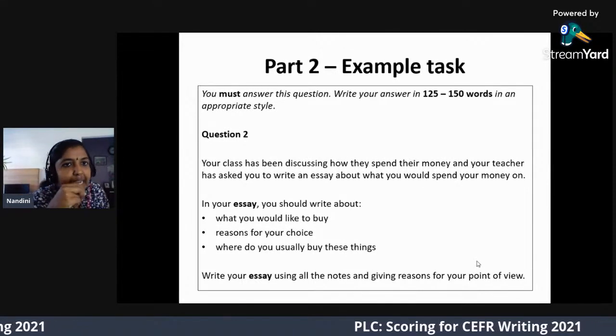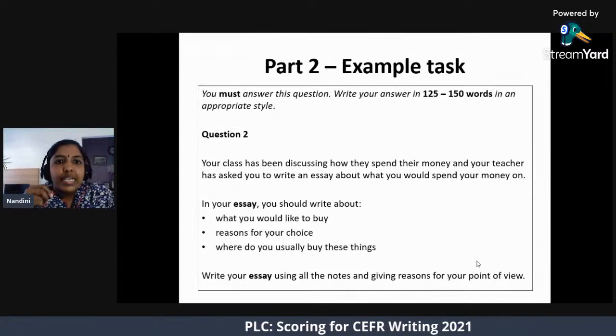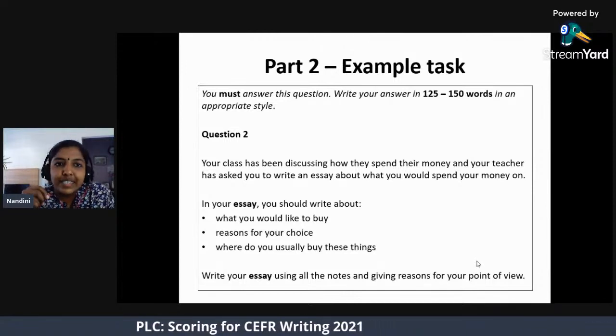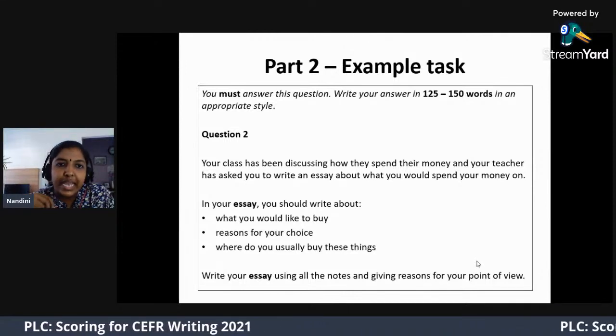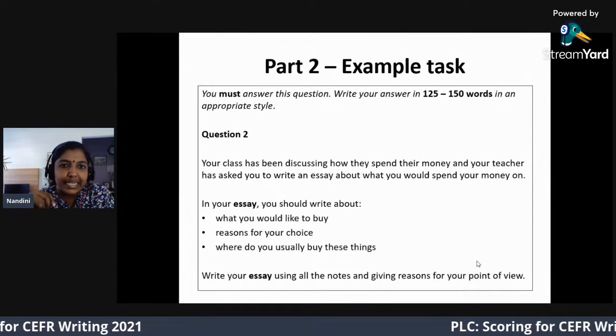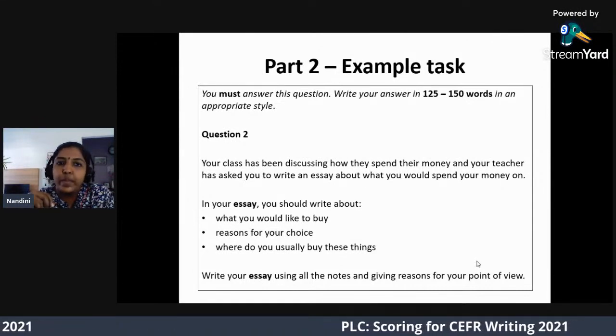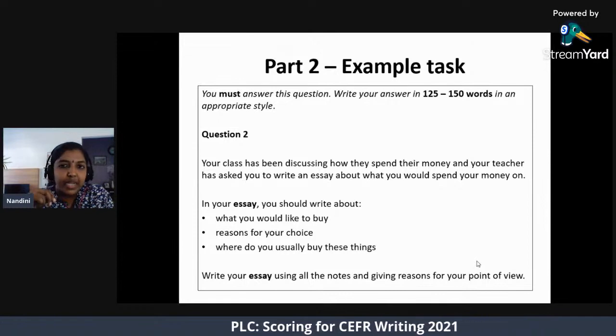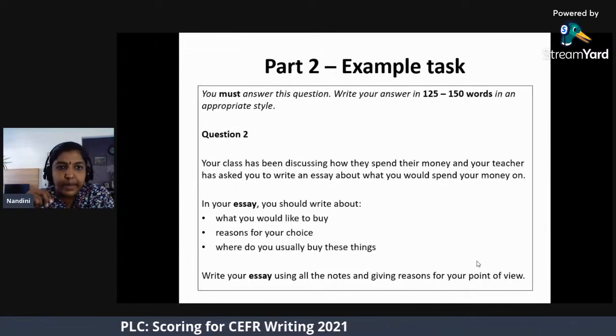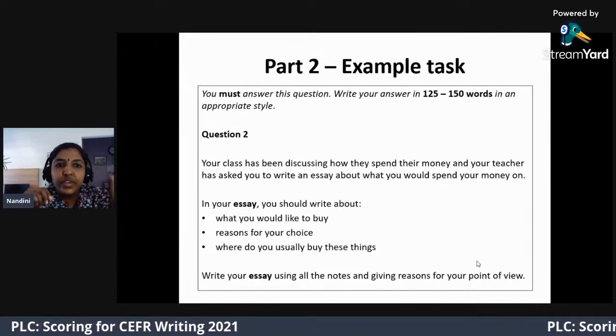Next, question two. There's a scenario given. Your class has been discussing how they spend their money, and your teacher has asked you to write an essay about what you would spend your money on. Okay, so this is like money management, financial awareness, and all that. And there are 3 points given to students.